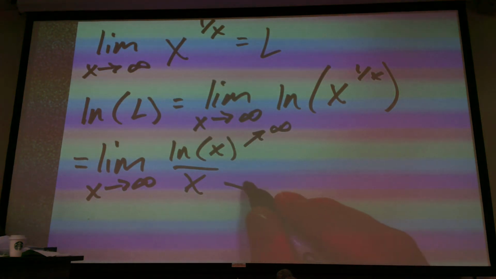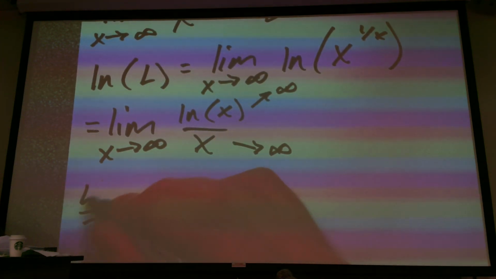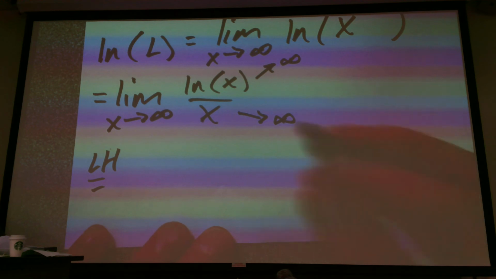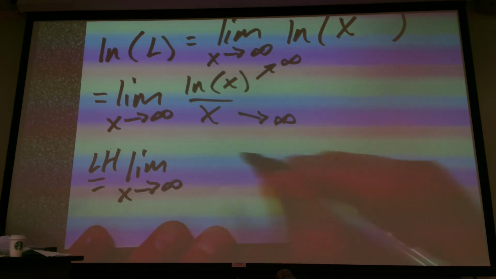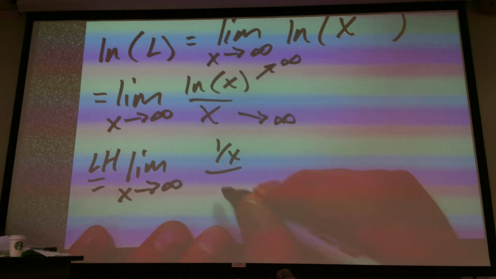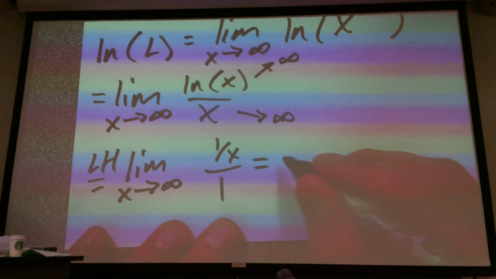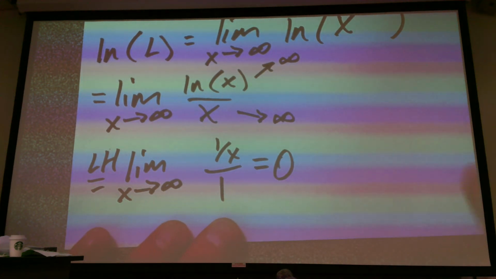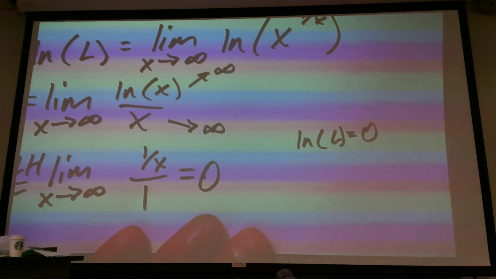Infinity over infinity, and so we can apply L'Hopital's rule. That's the limit as x tends towards infinity. The derivative of the natural log of x is 1 divided by x, and the derivative of x is just 1. So that's going to go to 0. And since the natural log of L equals 0, that implies L equals e to the 0, which equals 1.